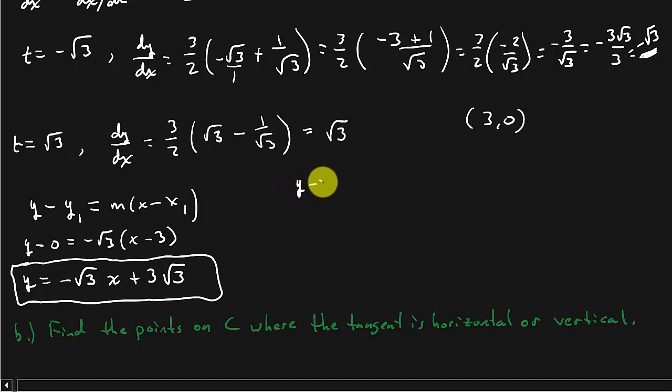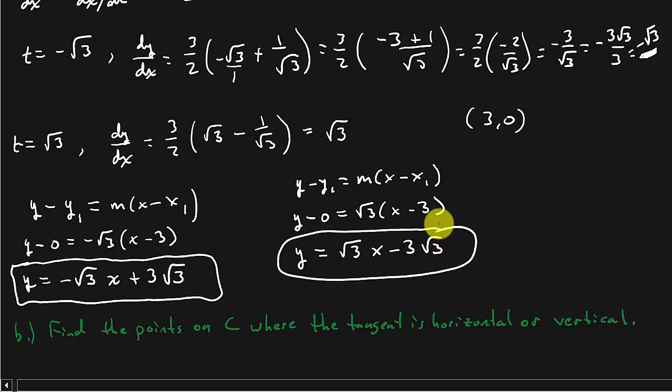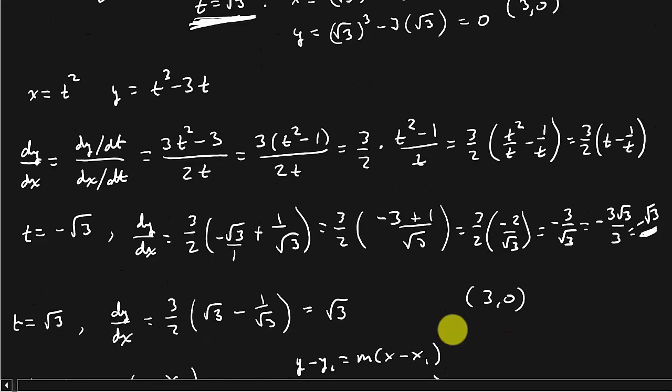And then the same thing, y minus y1 equals m times x minus x1. Same thing, I'm going to do it now for t equals square root of 3. All right, so now we've got y minus 0 equals square root of 3 times x minus 3. And so y equals square root of 3x minus 3 square root of 3. And there's the equation of my tangent line. All right. So that's the two problems for part A.